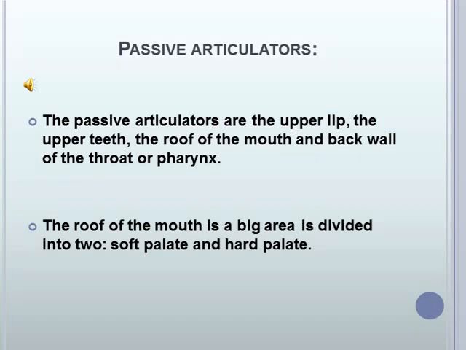The passive articulators are the upper lip, the upper teeth, the roof of the mouth, and the back wall of the throat. The roof of the mouth is a big area divided into two: the soft palate and the hard palate.